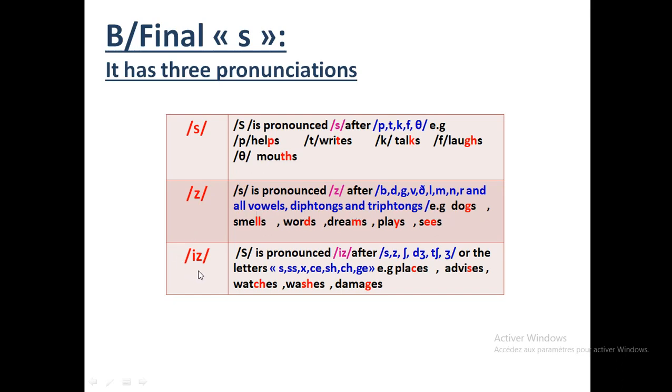And the last pronunciation is EZ. S is pronounced EZ after the sounds S, Z, Sh, J, Ch. Or the letters S, double S, X, CE, SH, CH, GE. Example, places, advices, watches, washes, damages.